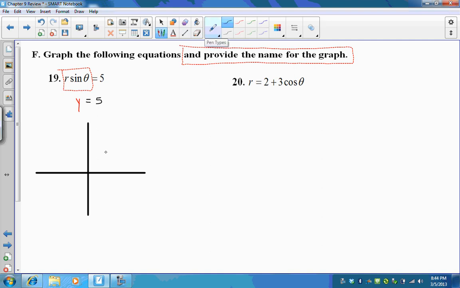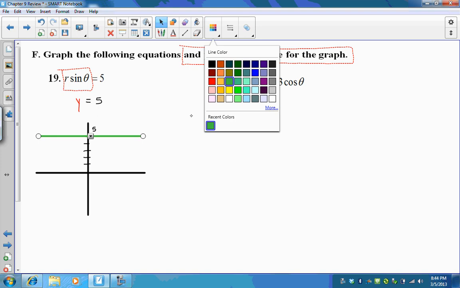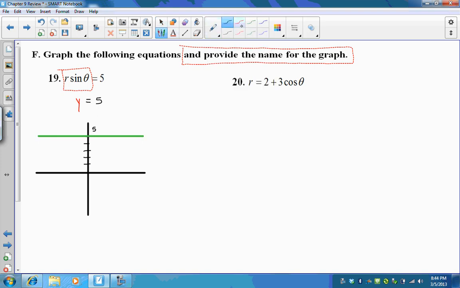The graph of y equals 5 is simply a line that goes through y equals 5. So I would count up 5 units: 1, 2, 3, 4, 5. And I'll have a horizontal line going through y equals 5. It will look like this. I'll make that a different color. Green. So there's the graph of y equals 5. I did say provide a name for it, and the name for that is a line. If you want to be cute, you can call it a straight line, but it's redundant.